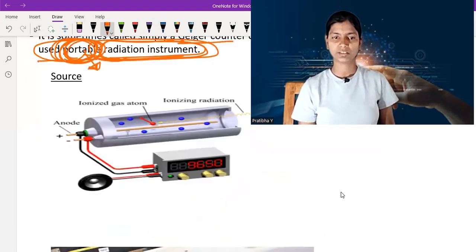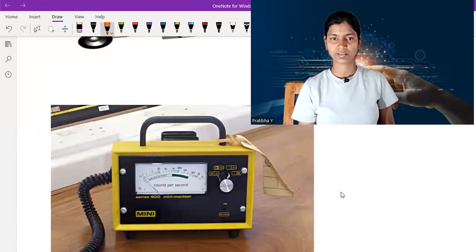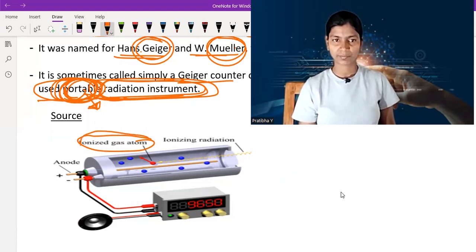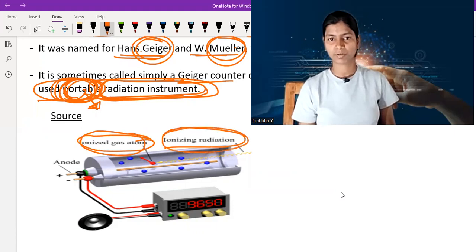This is a GM machine, and here you can clearly see an ionized gas atom. When radiation comes to the anode, the ionized gas atom gives information related to radiation. Pulses come to the anode, and the ionized gas atom gives us information.